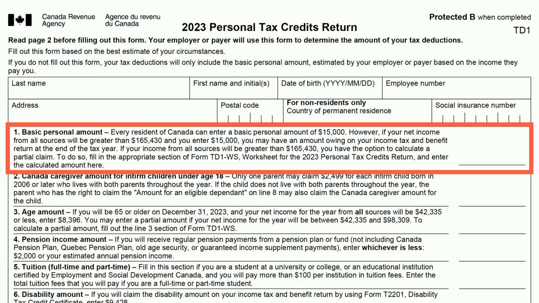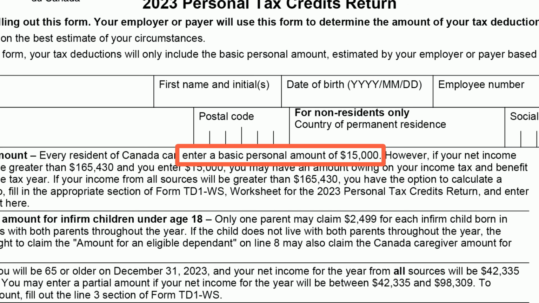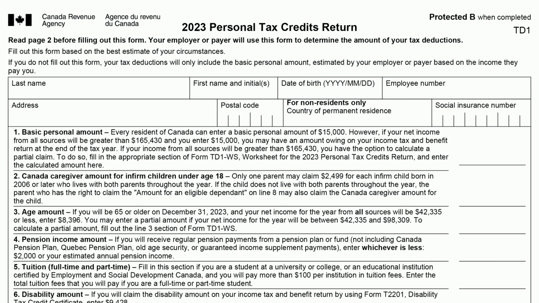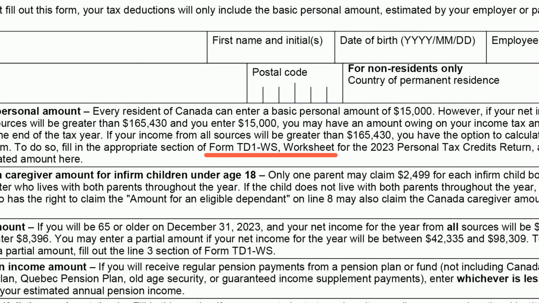Line 1, you will enter your basic personal amount. Unless your income is over $165,430 during 2023, you would enter a basic personal amount of $15,000 on line 1. For those making more than $165,430, there's a worksheet called the TD1-WS that will help you determine the correct amount to enter into line 1. It's also linked in the description below.